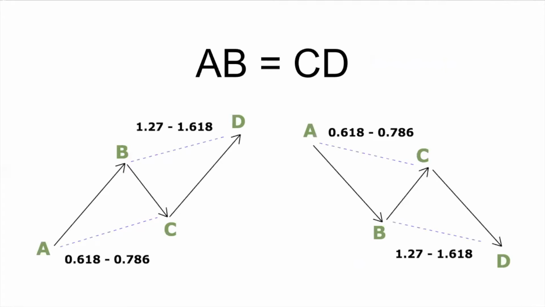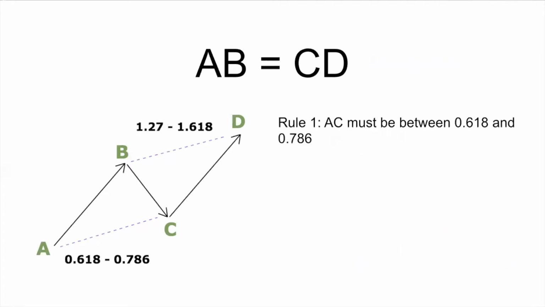So all we're doing is memorizing these two retracement levels. First rule is AC must be between 618 and 786. AC is just the retracement from A to B. Rule 2 is BD must be between 127 and 1618. So AC is measuring the retracement and BD is measuring the extension. All this pattern is, is one retracement and one extension.